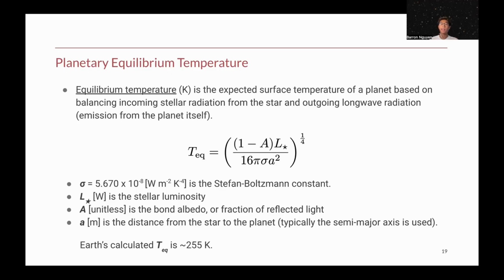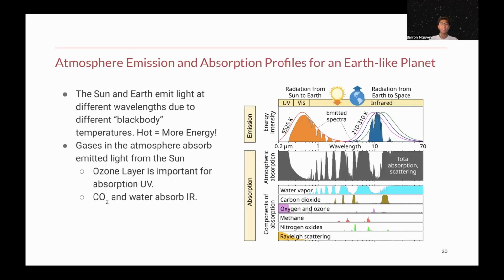And then a is the distance from the star to the planet. Because a lot of planets' orbits are not perfectly circular, usually the semi-major axis is used. Earth's calculated equilibrium temperature, when you plug all these units in, is roughly 255 Kelvin. So that's a little below what's expected, and I'll leave it up to you, and also talk about later why that is the case. But we're going to go over it in the next couple of slides.